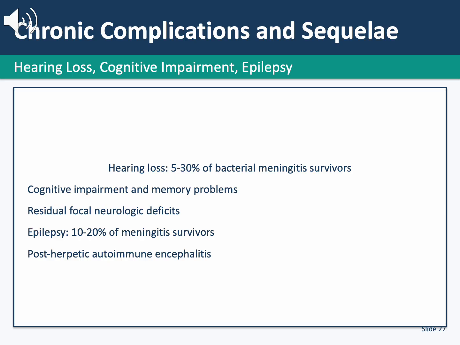Post-herpetic autoimmune encephalitis can develop weeks after initial herpes simplex virus encephalitis. Post-infectious autoimmune encephalitis can develop after various CNS infections. Long-term follow-up and rehabilitation are important for optimizing outcomes in survivors of CNS infections.